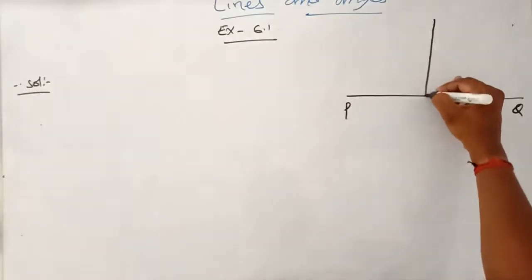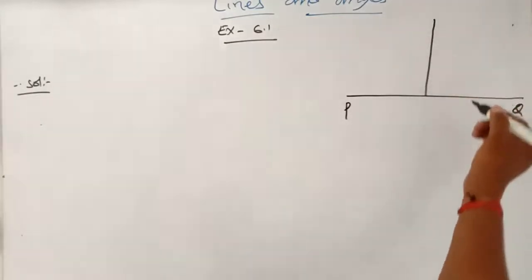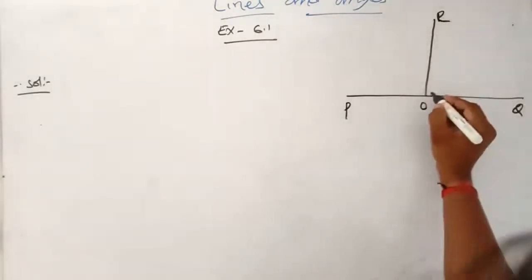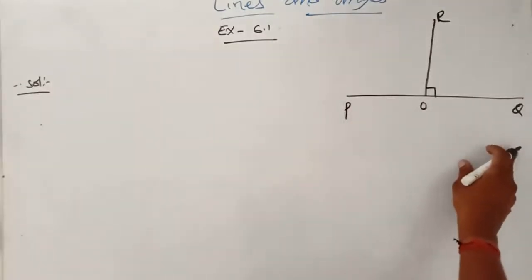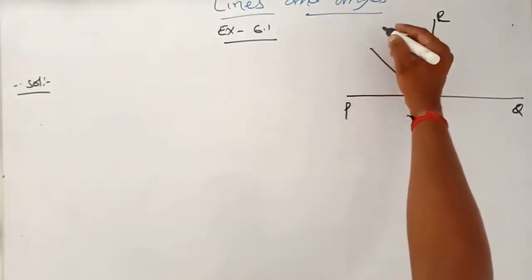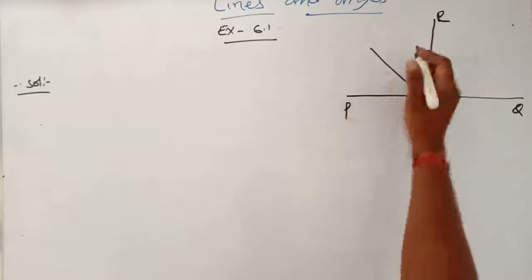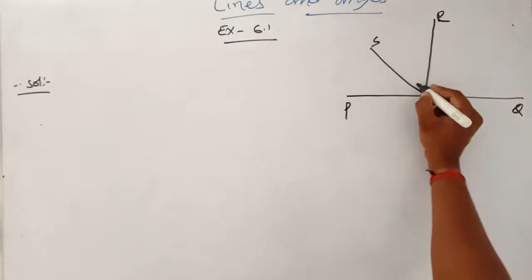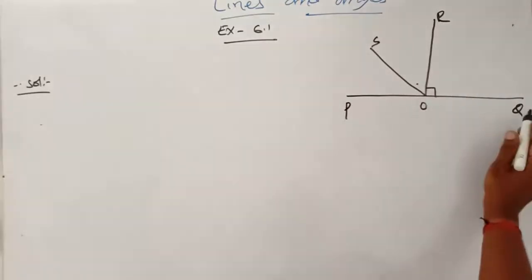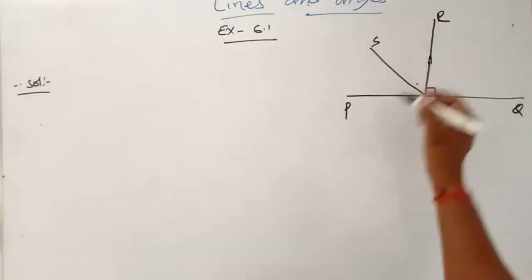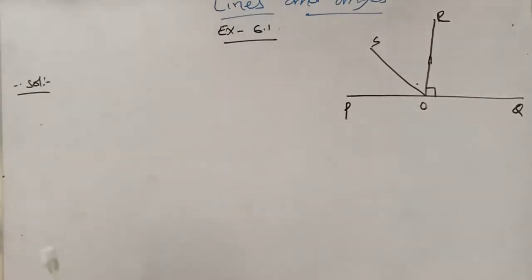Then OR is perpendicular to PQ and OS is another ray which is lying in between OP and OR. This is OS, another ray lying between OP and OR. Then I have to prove that angle ROS, this angle, is equal to half of angle QOS, this total angle, minus this angle POS. So I am going to prove this. This is the fifth question here.